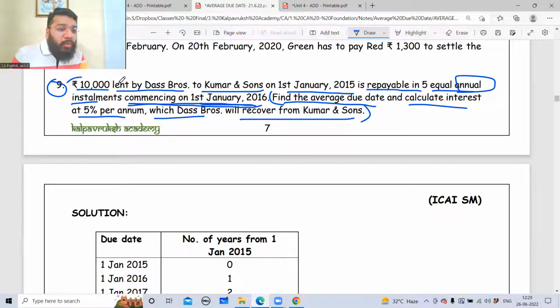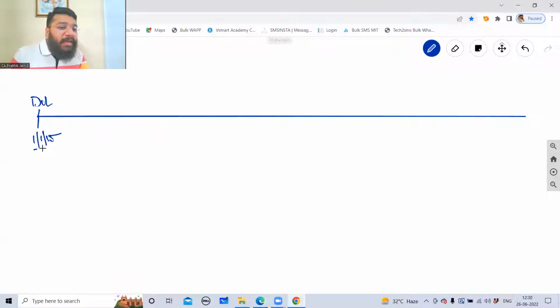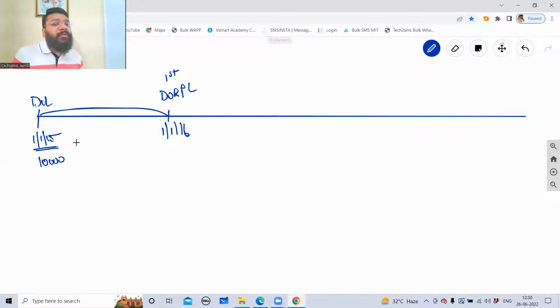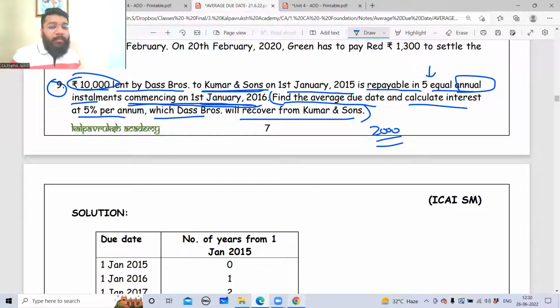So 10,000 rupees is the total loan amount. You have to divide it into 5 parts. So 2,000 rupees you'll pay each year. Correct? So 1-1-15 is the date of giving the loan, where I had 10,000 rupees in my hand. And the repayment is happening on the date of repayment, or the first date of repayment of the loan, which happens on 1-1-16. So throughout this period, guys, that is from 1-1-2015 to 1-1-16, this amount has been enjoyed by Kumar and Sons for a period of 12 months.